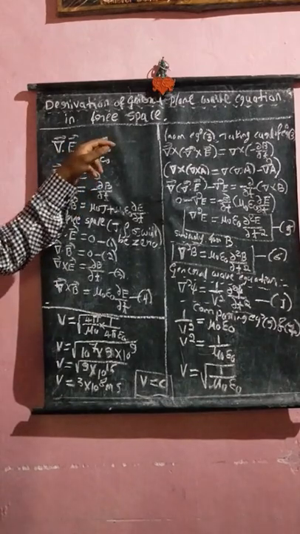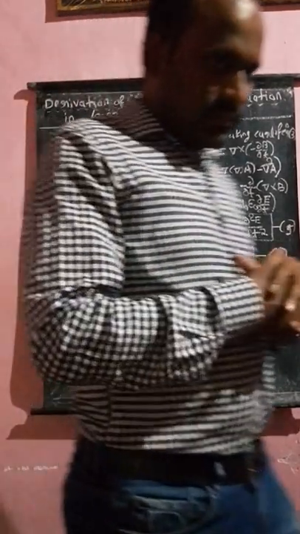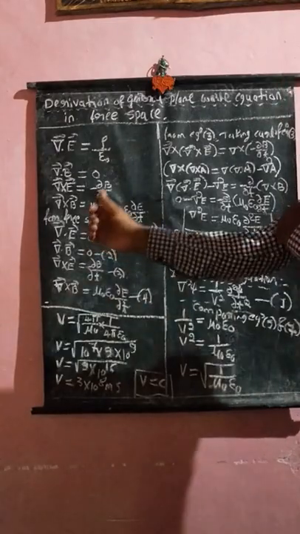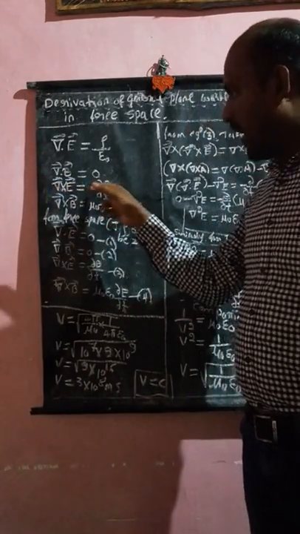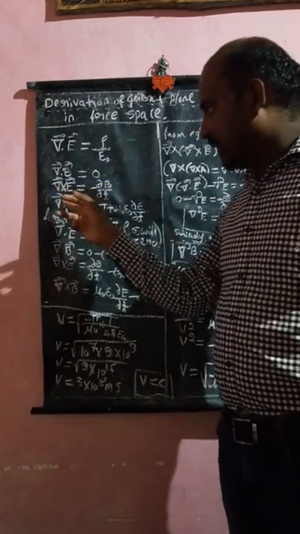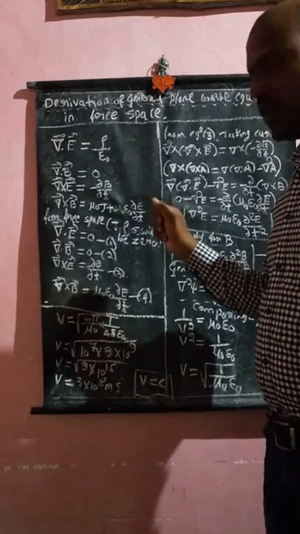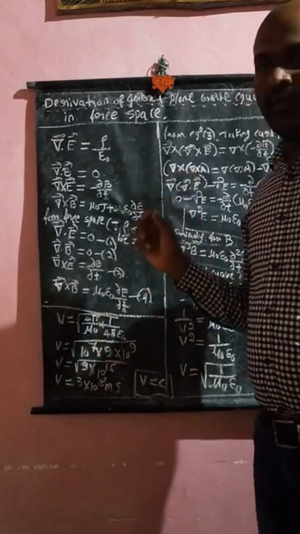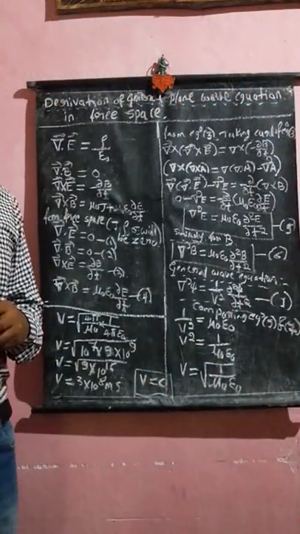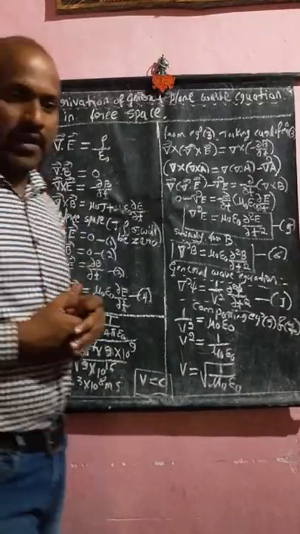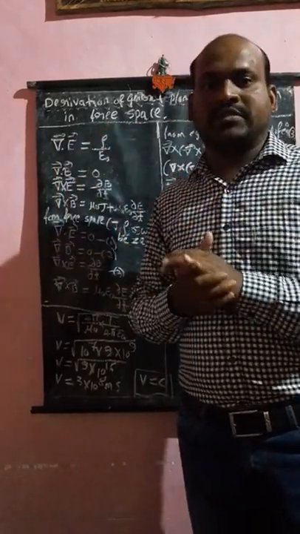Rho is the charge density. And epsilon naught is the permittivity of free space. Then del dot B is equal to 0, and del cross E is equal to minus dou B divided by dou t, and del cross B is equal to mu naught J plus mu naught epsilon naught dou E divided by dou t. These four Maxwell equations you already derived. Let us see how these equations change.